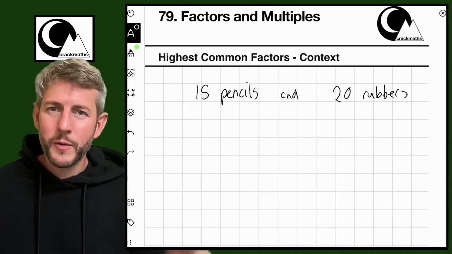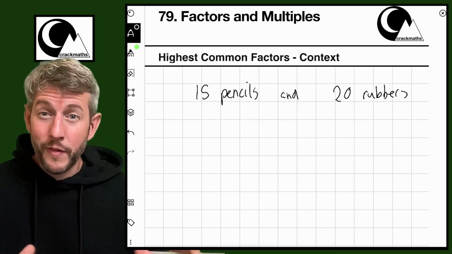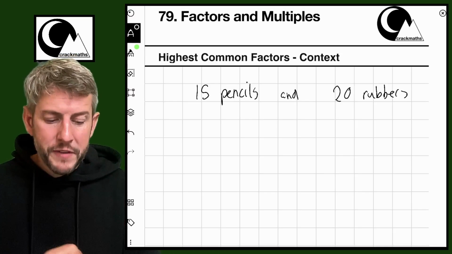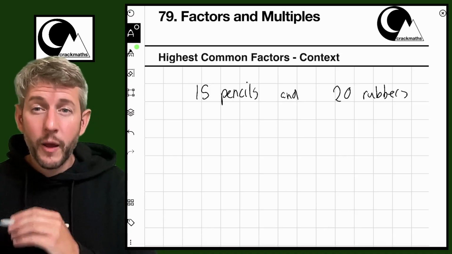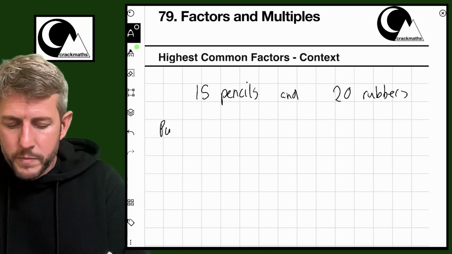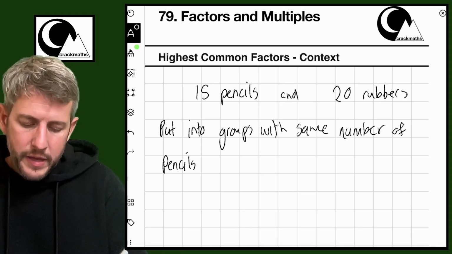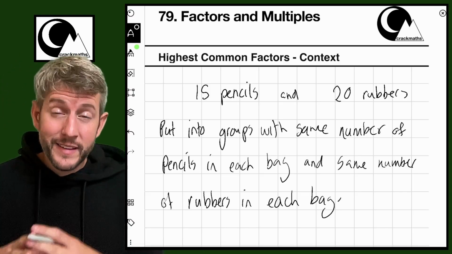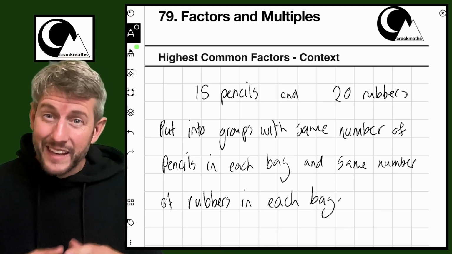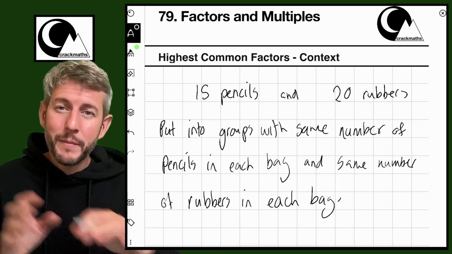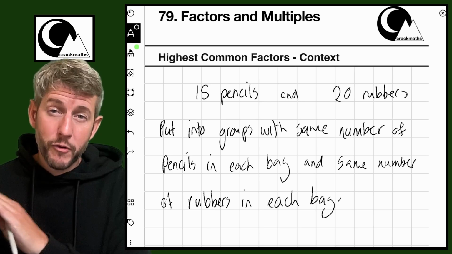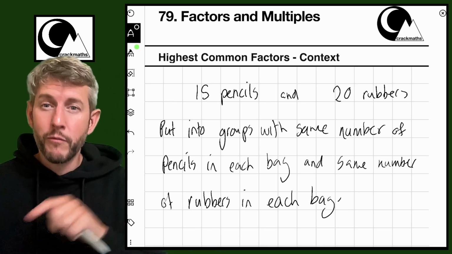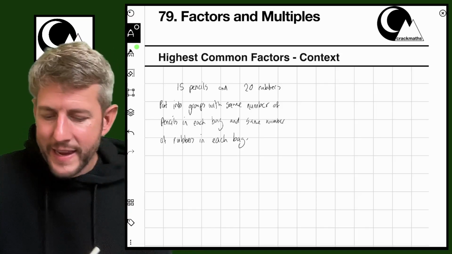So when you see something like this, it is a classic highest common factor question. So I've got 15 pencils and 20 rubbers, and I want to put them into groups with the same number of pencils in each bag and the same number of rubbers. This doesn't mean that it needs to be the same number of pencils and the same number of rubbers in each bag. It means that each bag needs the same number of pencils and each bag needs the same number of rubbers. So let's have a look at this.